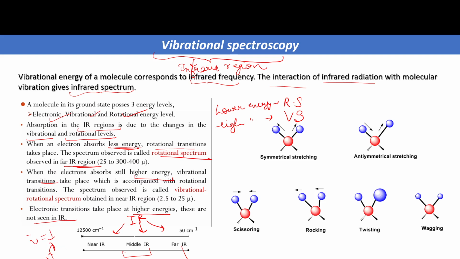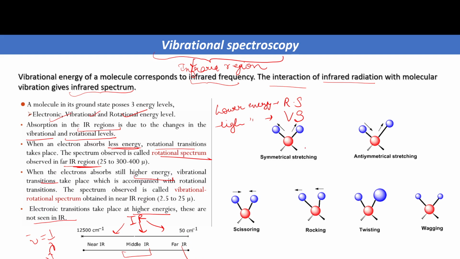If we calculate for this, starting from 0.8 micron, the corresponding wave number will be 12,500 to 4,000 centimeter inverse for the near IR, 4,000 to 650 centimeter inverse for the middle IR, and 650 to 50 centimeter inverse for the far IR.